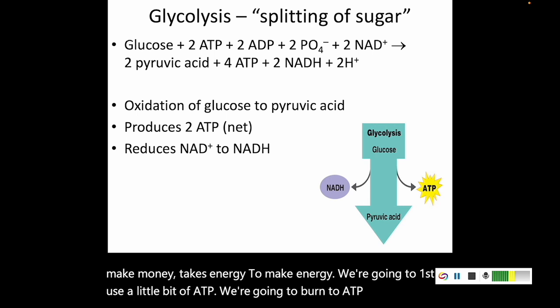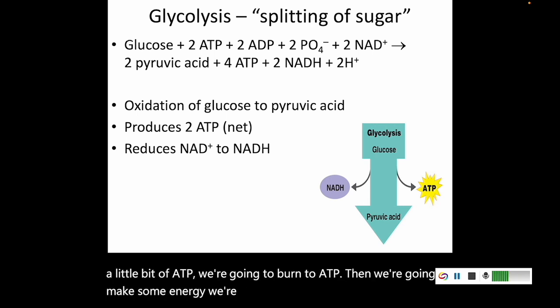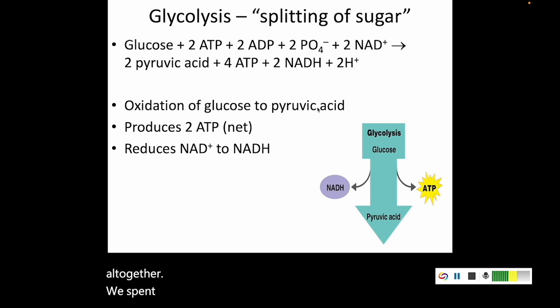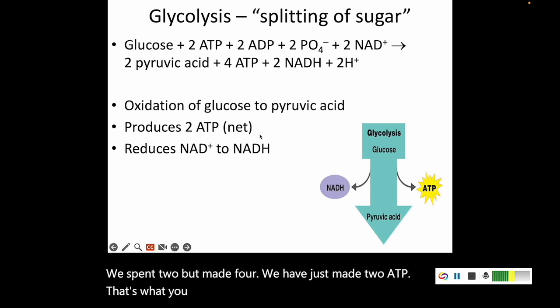Then we're going to make some energy. We're going to make 4 ATP. So altogether, we spent 2 but made 4. We have just made 2 ATP. That's what you need to know about glycolysis.